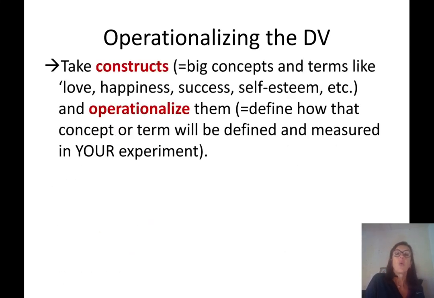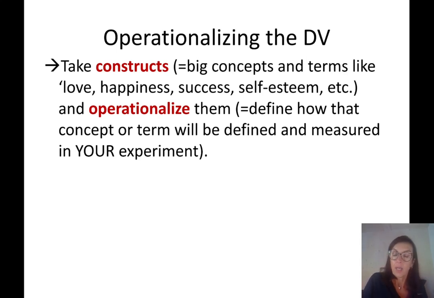But sometimes we have more abstract constructs or big concepts and terms like happiness or success or self-esteem. And in the field of psychology, we often try to measure those big constructs. But for a study, in order to be able to conduct a study, I have to, this is a vocabulary term, I have to operationalize the dependent variable. So that means I have to define that concept or construct in very specific terms and let people know how I will measure it.